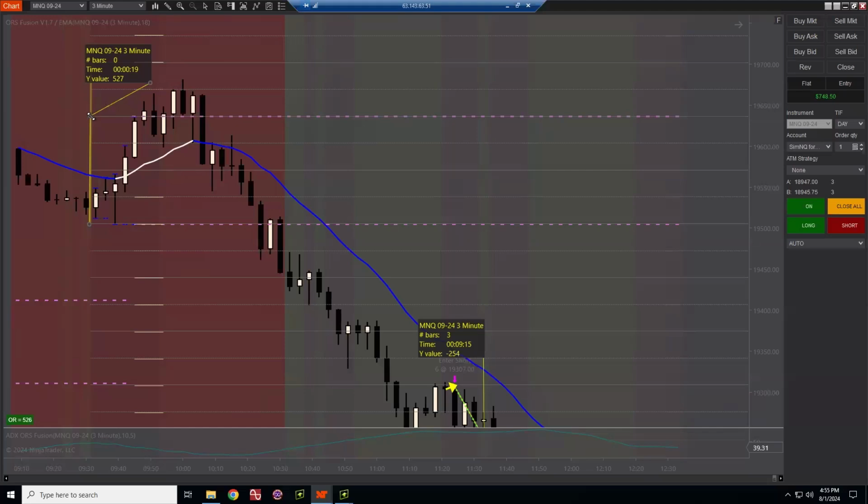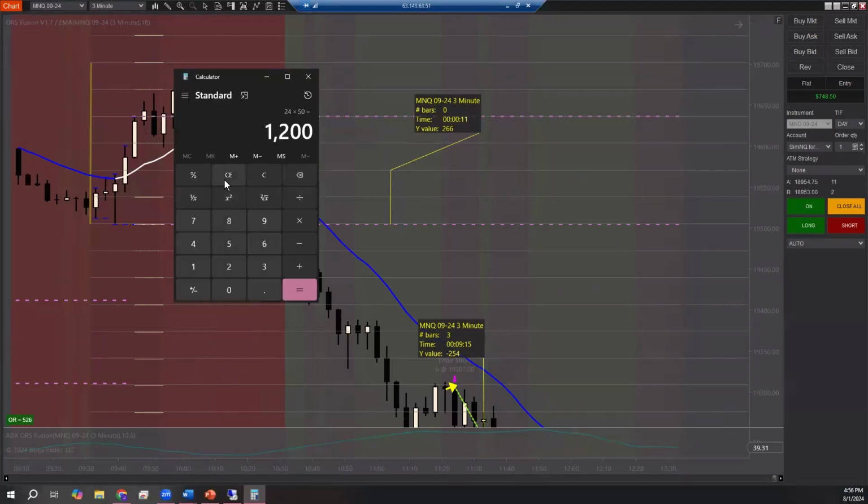So our target today was 2 standard deviations. We'll just call it 2. So 266 ticks. So we'll get a calculator out. All right, there's our calculator. So this is actually a really big opening range today. After a while, you'll start to see what the average is.